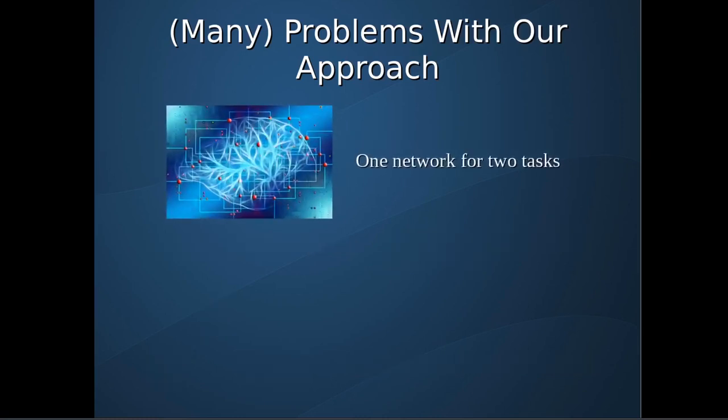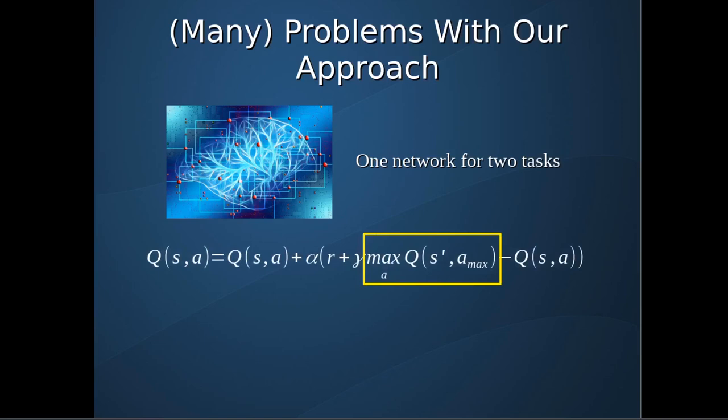Yet another problem is that we're using the same network to evaluate the value of the maximum action as well as to choose that maximum action. This gets updated at every step, so we're really chasing a moving target. Speaking of that max, this has the potential to bias our agent. We're always evaluating stuff with respect to the max, so this is the very definition of bias.